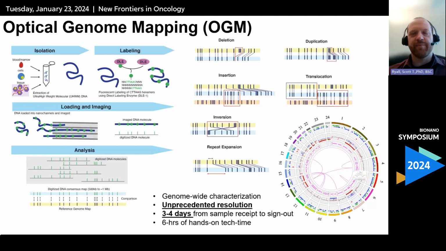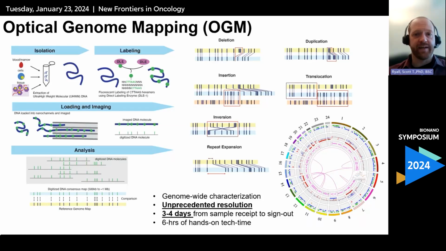I don't want to belabor the methodologies going into OGM. I'm sure there'll be many talks at this symposium that go into great detail, but I do want to just emphasize a few points that are extremely important from the clinical perspective. The first is that this is about a 3 to 4 day turnaround time. And I always like to say this is a 3 to 4 day turnaround time until a finalized result.